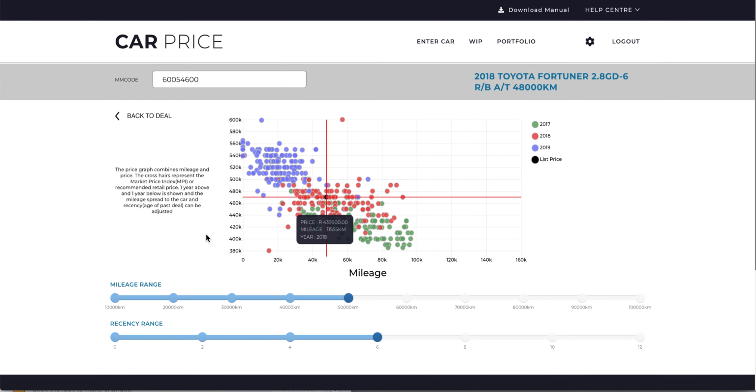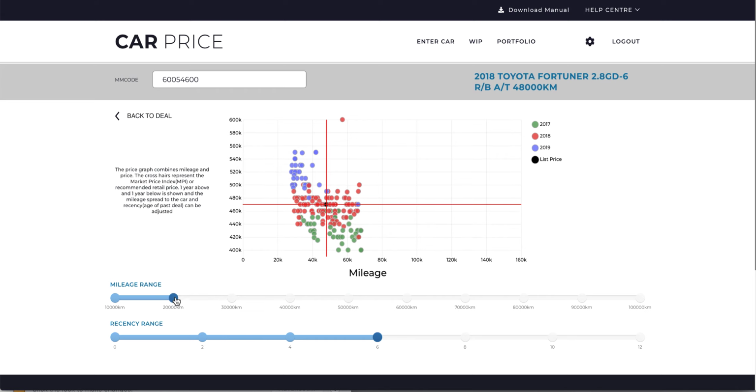the price graph is a scatter graph of the prices in the market over a period of time. Once again, a graphical representation of the cars in the market, and if you mouse over each individual one, you'll see the years. In this example, the greens are your 2017 market, the reds are your 2018, and the blues are your 2019. The crosshair obviously represents the market price index, or realistic retail value of that car.